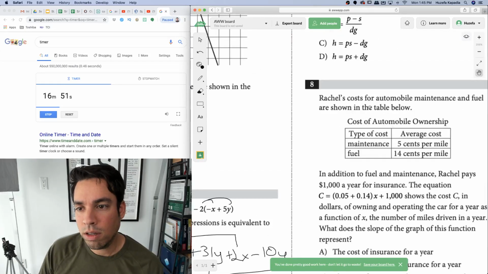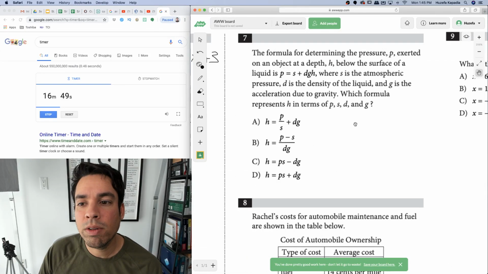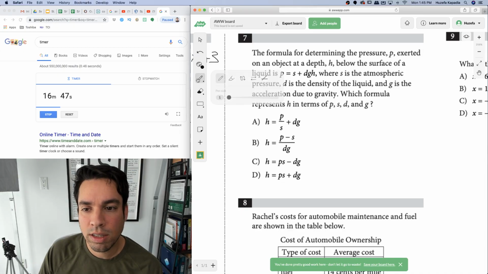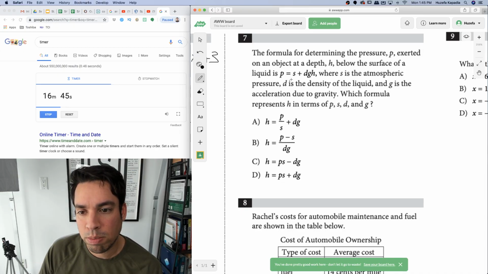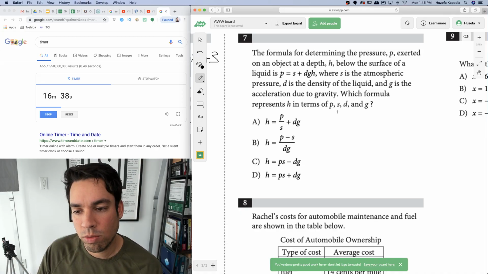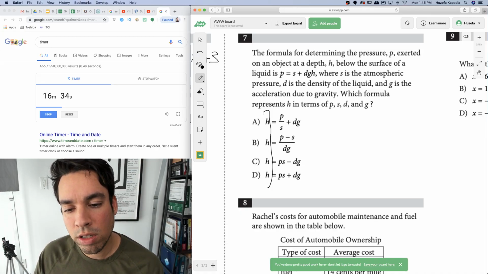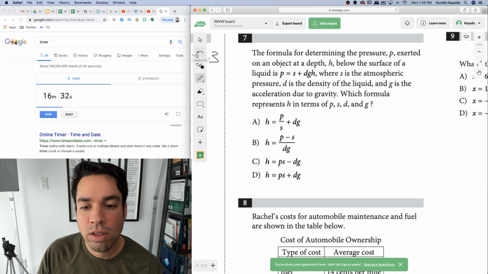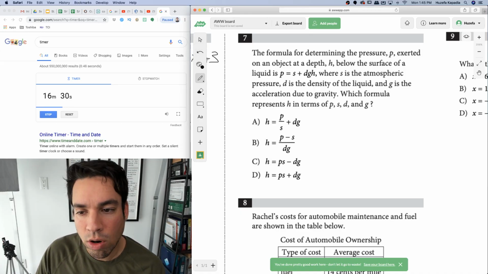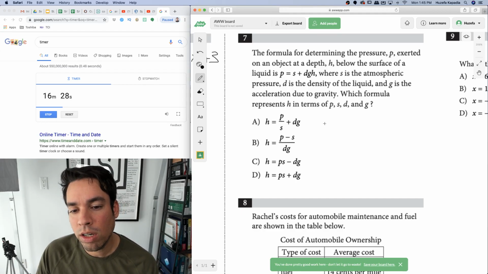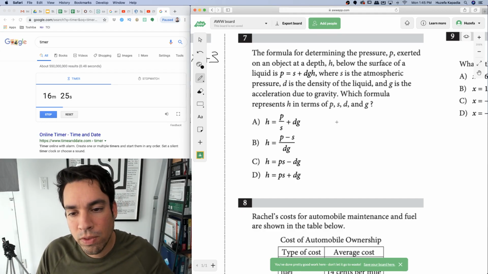Okay, 7. The formula for determining the pressure P exerted on an object at depth h below the surface of the liquid is blank, where S is the atmospheric pressure, d is the density, and g is the acceleration. Which formula represents h in terms of the others? Okay, all they want you to do, and look at this, all the answer choices have h equals, right? This is what's called an isolating quantities question. You don't even have to understand the formula. All you got to know is we got to isolate h.